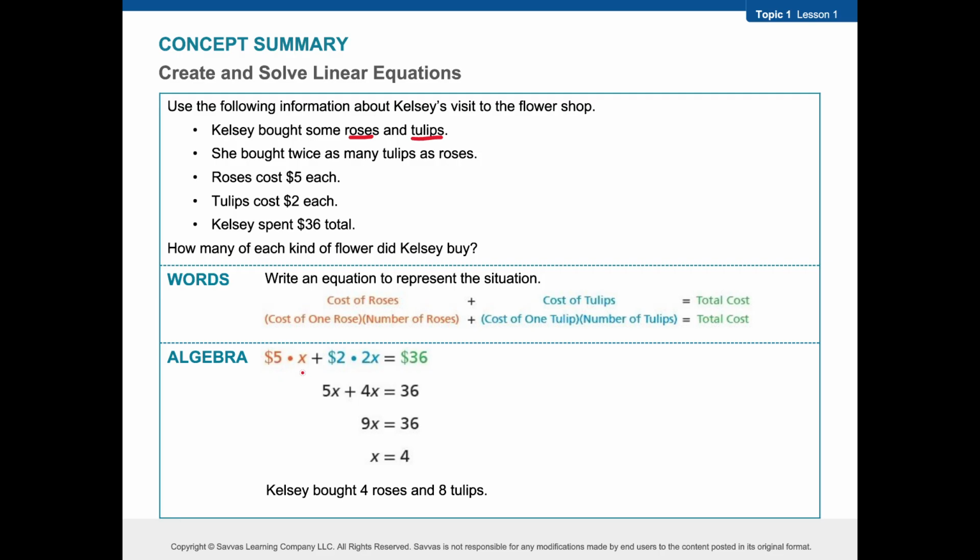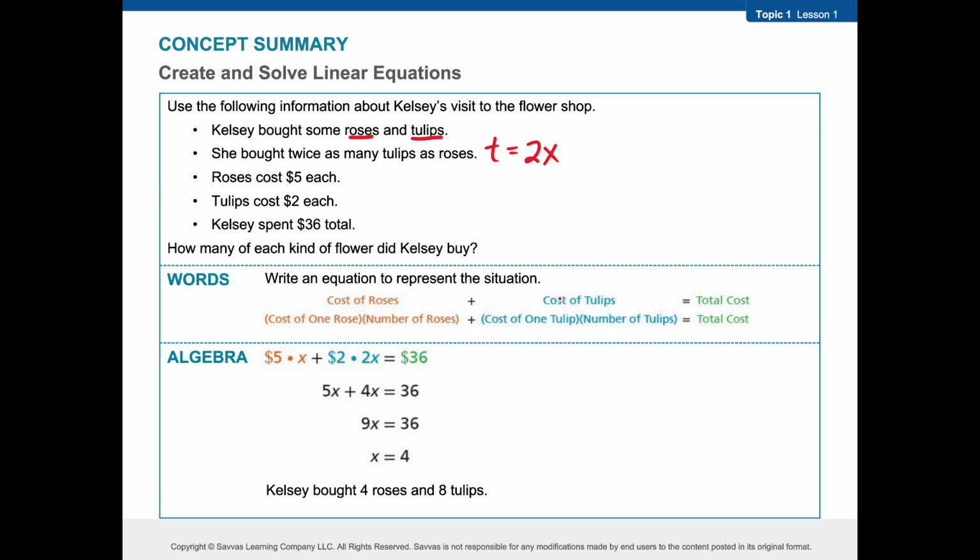They used x for roses, and then tulips were twice as many as roses. So tulips represents 2x. Roses were $5 each. Tulips were $2 each. Kelsey bought $36 in total. How many of each kind of flower did Kelsey buy?